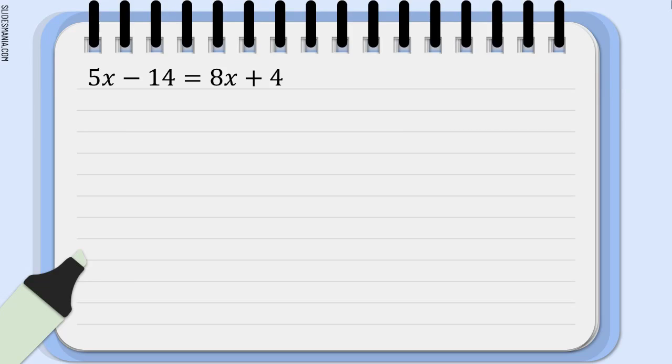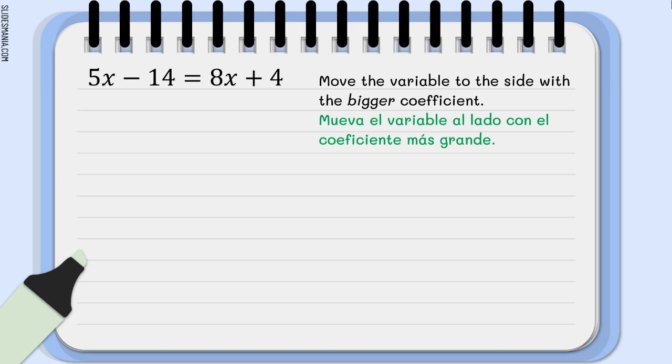Let's take the same steps to solve for x. Move the variable to the side with a bigger coefficient. Mueva el variable al lado con el coeficiente más grande. So let's subtract 5x. Restar 5x.